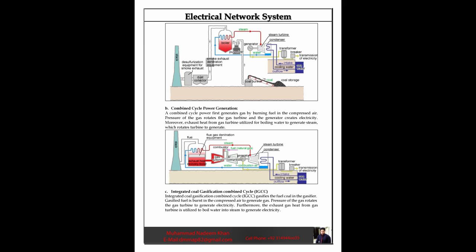C. Integrated coal gasification combined cycle, IGCC. Integrated coal gasification combined cycle, IGCC, gasifies the fuel coal in the gasifier. Gasified fuel is burnt in the compressed air to generate gas. Pressure of the gas rotates the gas turbine to generate electricity. Furthermore, the exhaust gas heat from the gas turbine is utilized to boil water into steam to generate electricity.